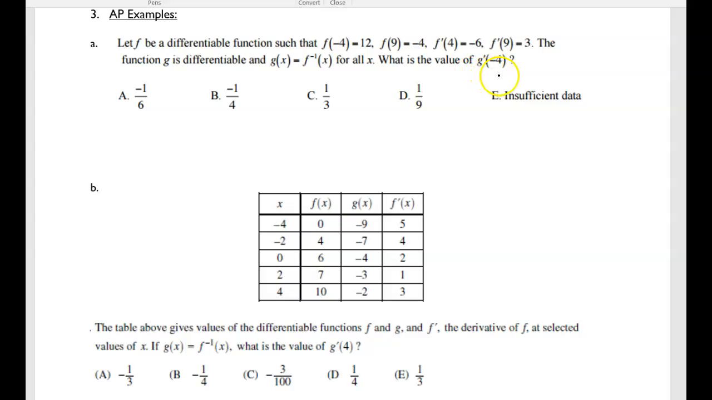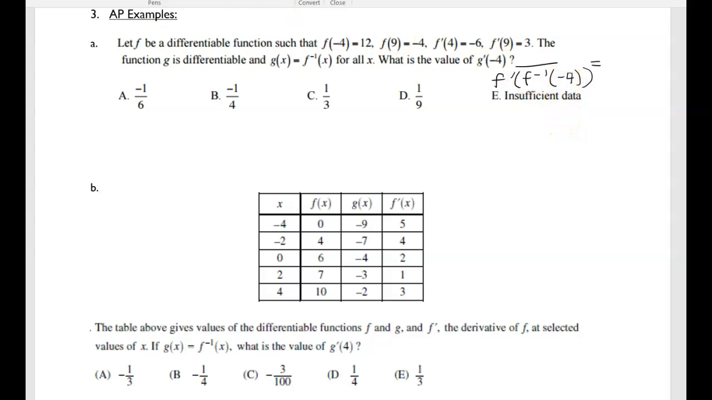What is the value of g prime of negative 4? So we know that g is the inverse, and so this is actually asking for f inverse prime of negative 4. So we know our formula for that is 1 over f prime of f inverse of negative 4. And so we just need to figure out what that is.